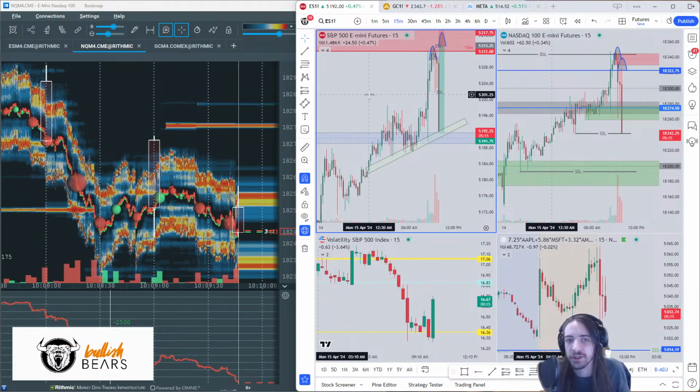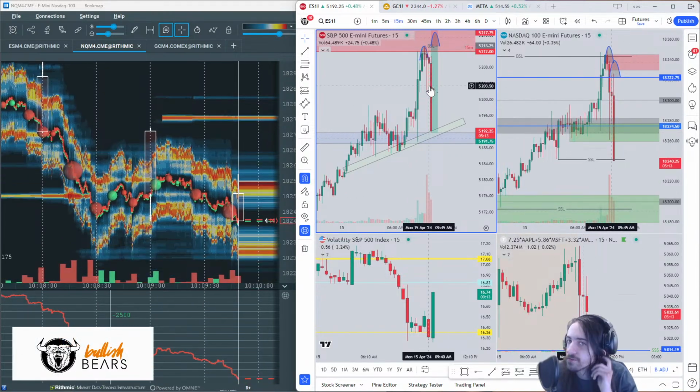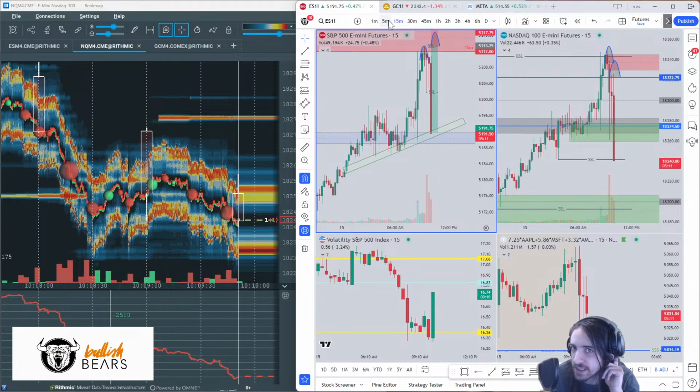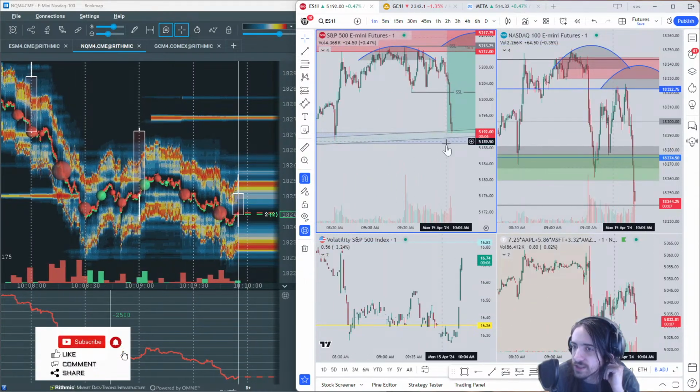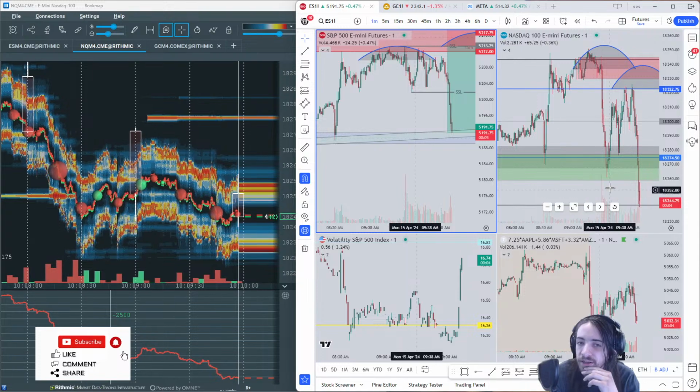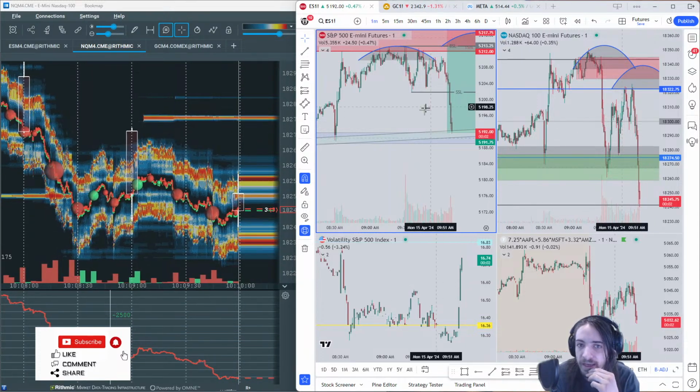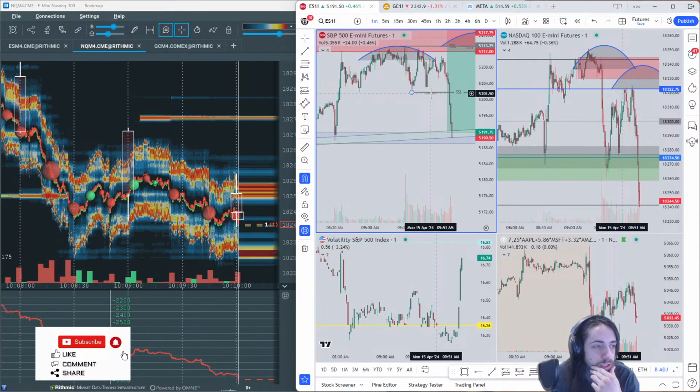So I'm going to be patient. That would have been our target for the short positions as well. So target would have been hit. There's that sell side liquidity on the NASDAQ. Let's see how we trade off of this area now that we swept that sell side. And a lot of people are going to be looking to go short here.